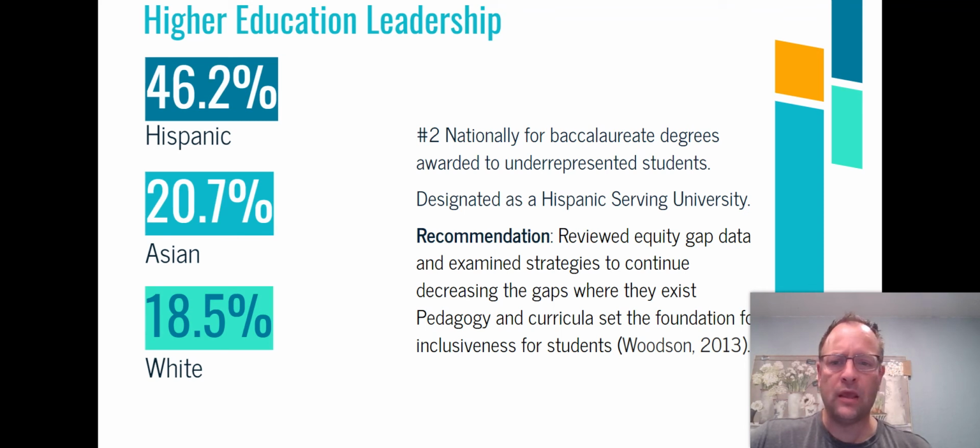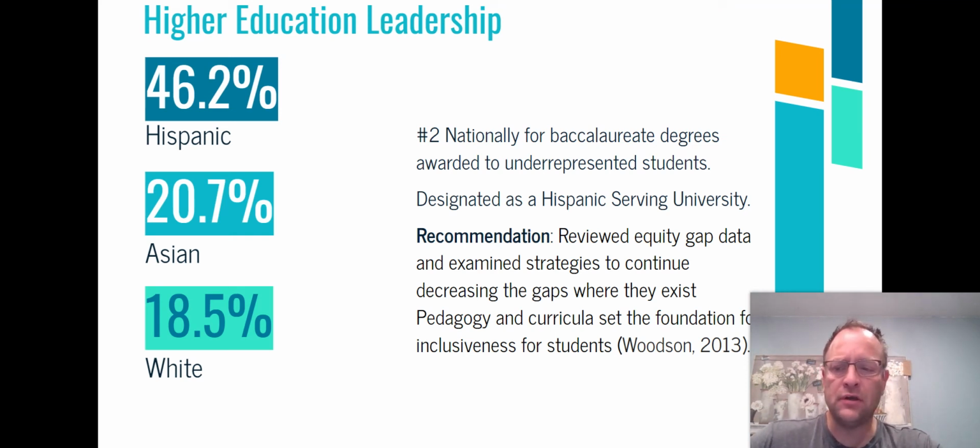Leadership, they have a student composition of 46.2% Hispanics, 20.7% Asian, and 18.5% white. They are number two nationally for baccalaureate degrees awarded to underrepresented students. They are designated as a Hispanic serving university, which gets them some additional funding.